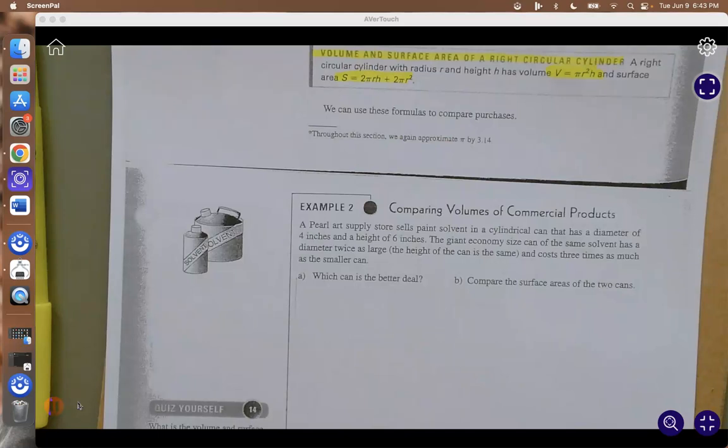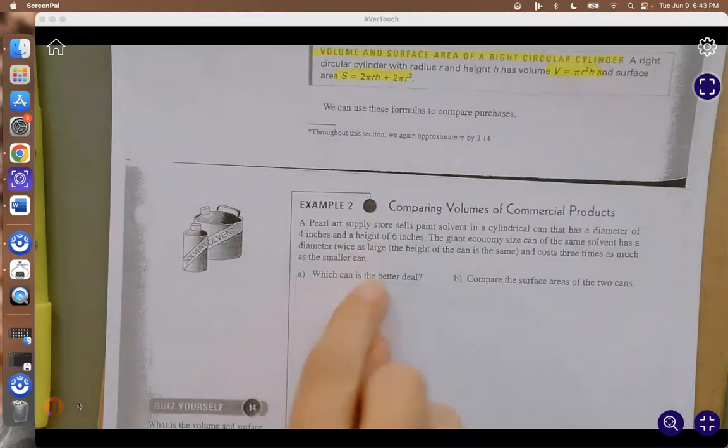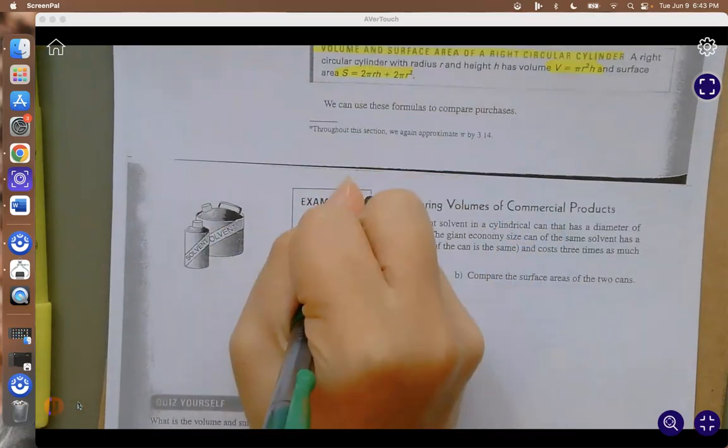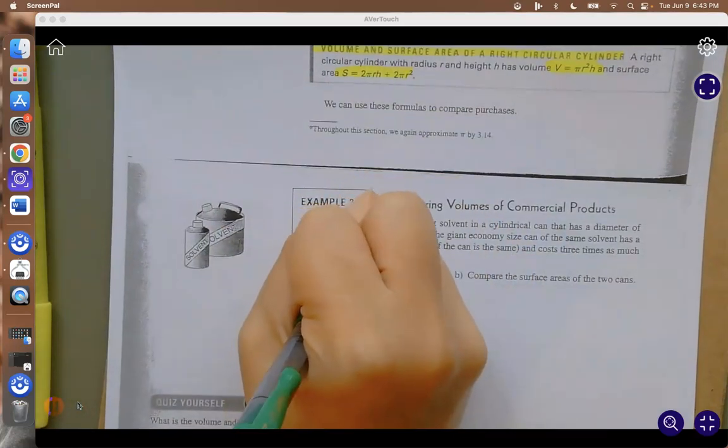Now, it says a Pearl Art Supply store sells solvent in a cylindrical can that has a diameter of 4 inches and a height of 6. The giant economy size can of the same solvent has a diameter twice as large. The height of the can is the same and it costs 3 times as much as the small can. Which can is the better deal? Here we're comparing volumes, and then we're going to compare the surface area.